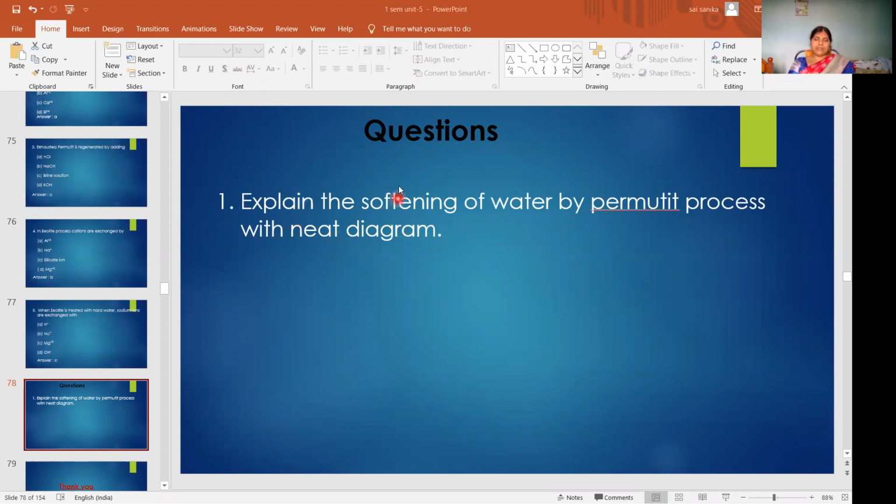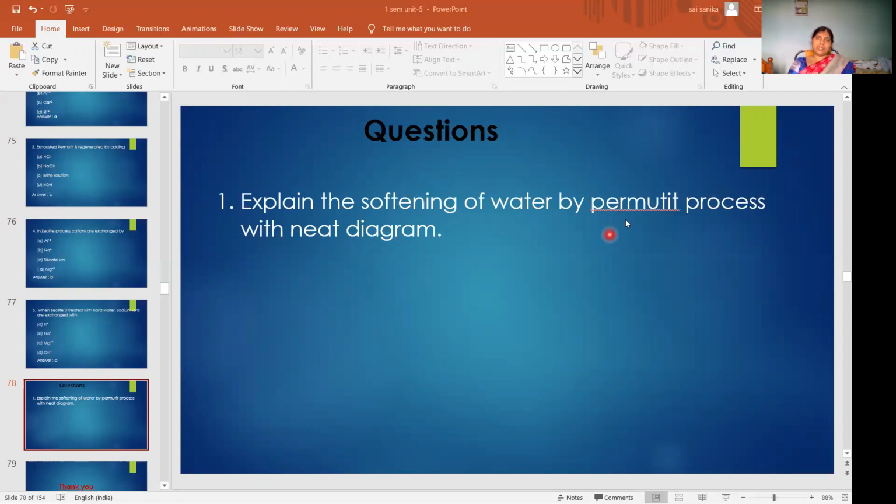Okay, with this we finished the zeolite process. If you have any doubts, we will clarify in the next class. In the next class, we will go through one more method, that is the ion exchange process. Before going to the ion exchange process, once again I will repeat this permutit process, and we will start the ion exchange process and find out what is the difference between the permutit and ion exchange process.